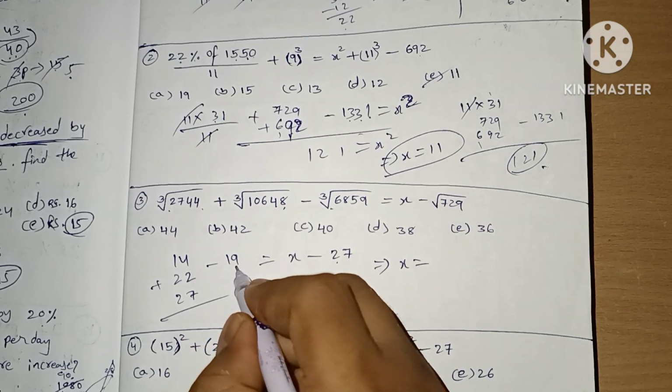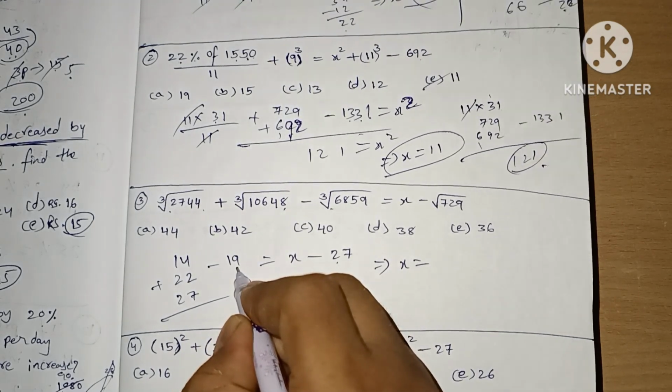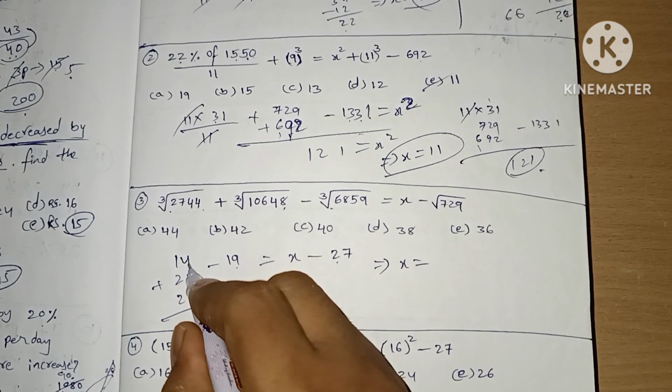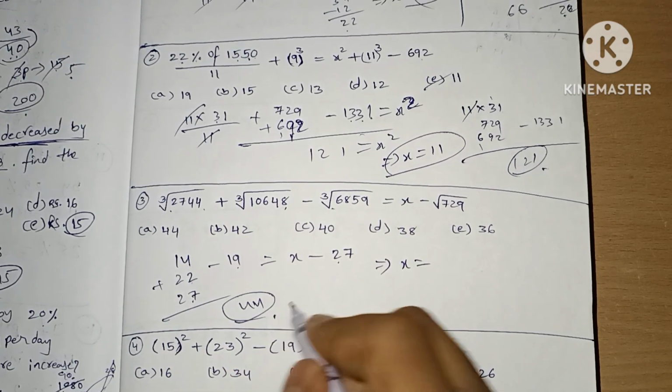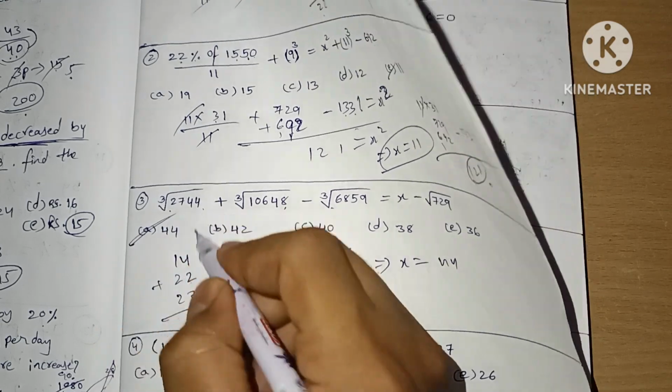So we need to eliminate 19. 19 means 3 plus 30, 30 plus 14, 44. So our answer is 44, option A.